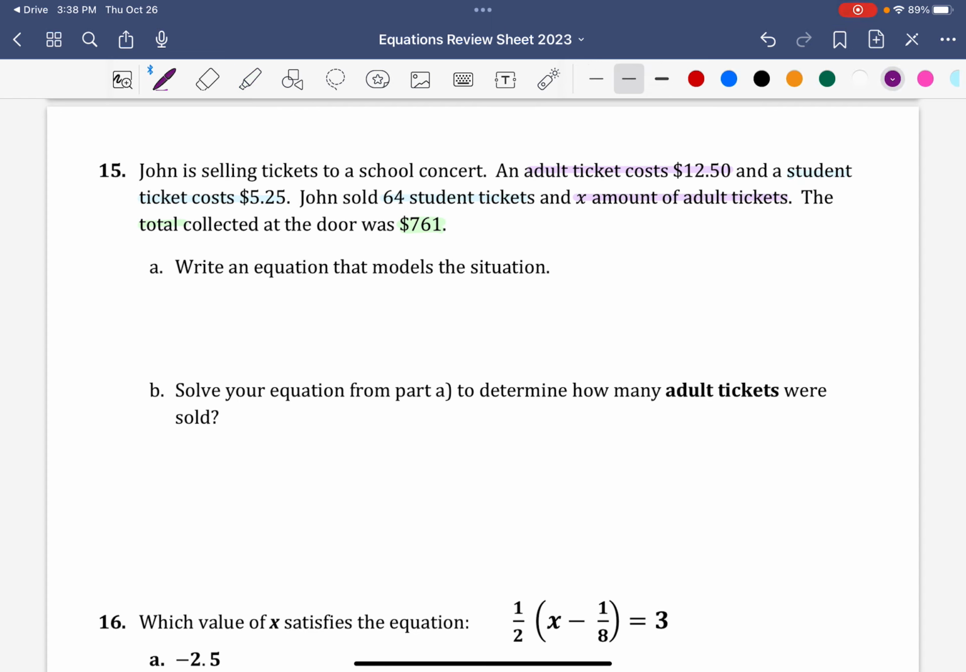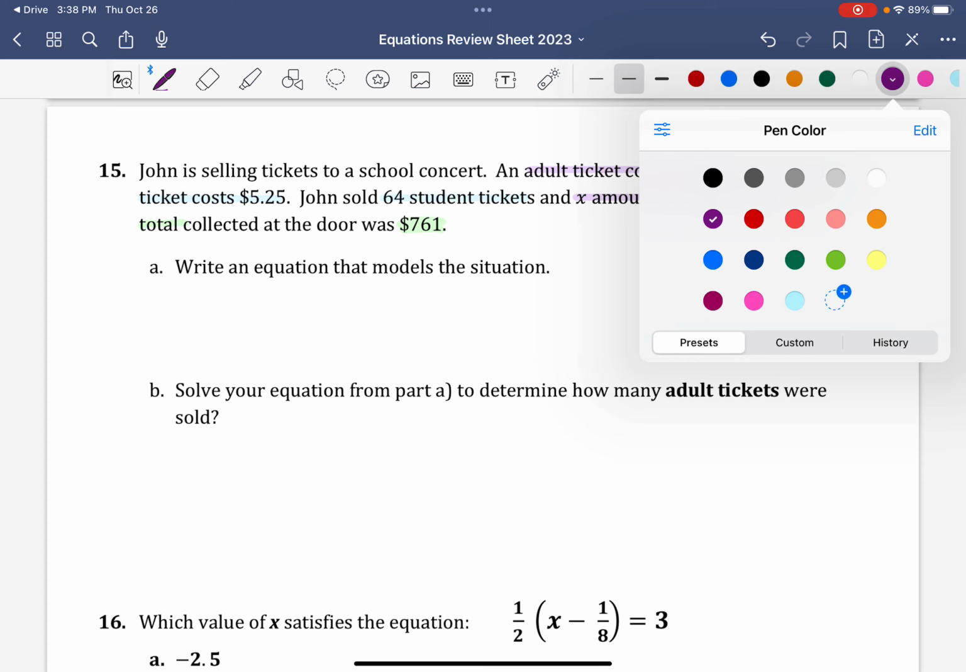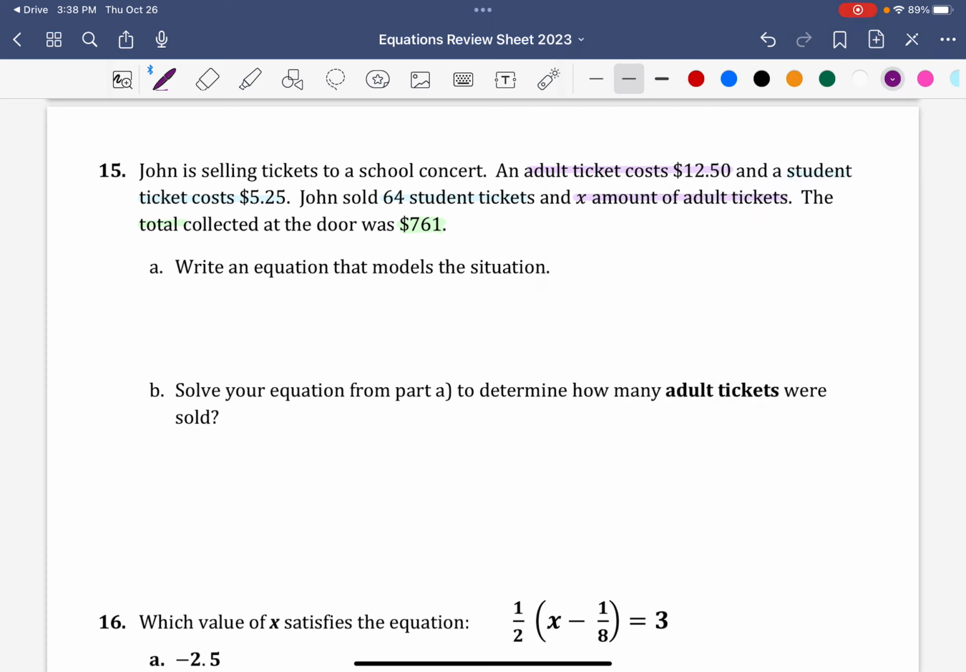So since they told us that the X was going to stand for the adults, I'm going to start with that. So adult tickets cost $12.50, and they sold X of them. So I'm going to multiply that together. They also sold student tickets, and those were $5.25 each. And we sold 64 of them, so 5.25 times 64. And that should equal the total amount of money, which is $761. All right, so there's my equation that models the situation, and now we're going to solve it down here.